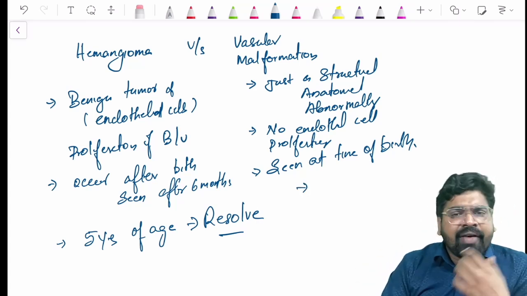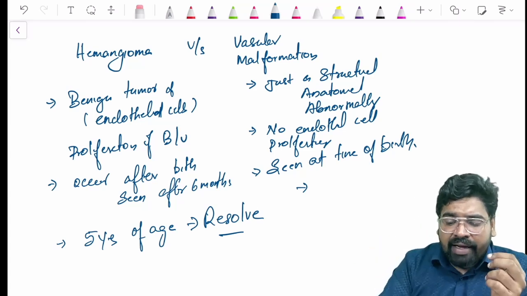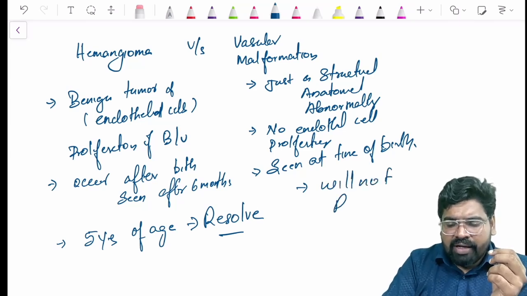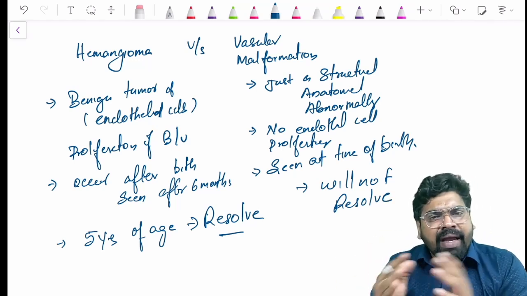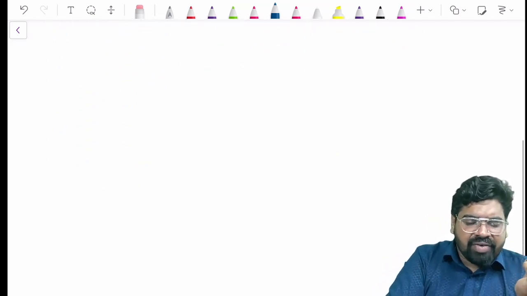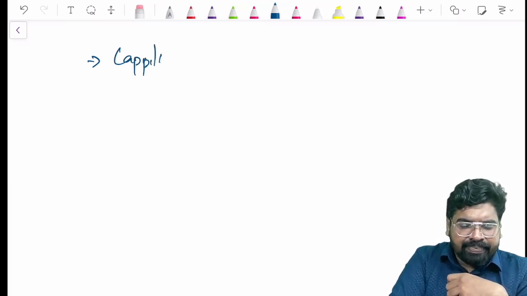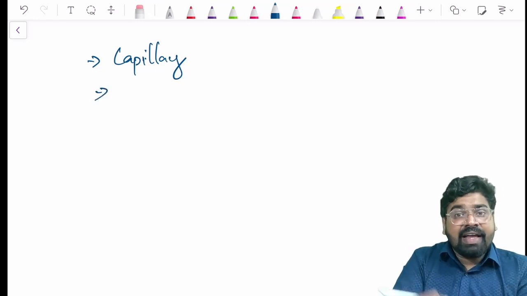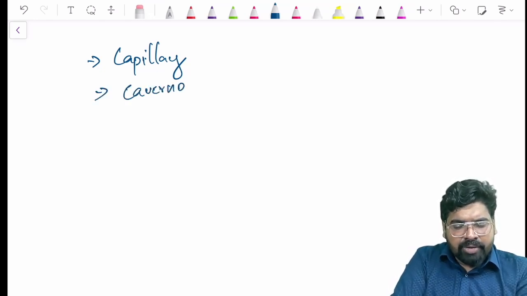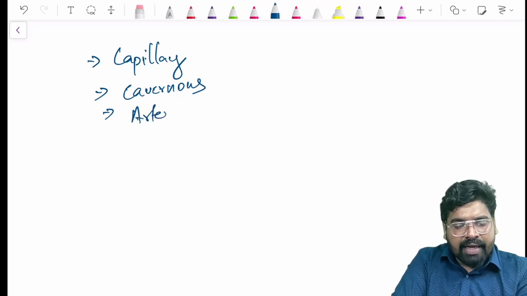But vascular malformation is just a structural abnormality of the blood vessel. There is no endothelial proliferation here, it is seen at the time of birth, and it will not resolve. It will persist throughout life. This is the main difference. You can also see different types of hemangioma. If capillaries are involved, we call it capillary hemangioma. If veins are involved, we say cavernous hemangioma. If arteries are involved, we say arterial hemangioma.